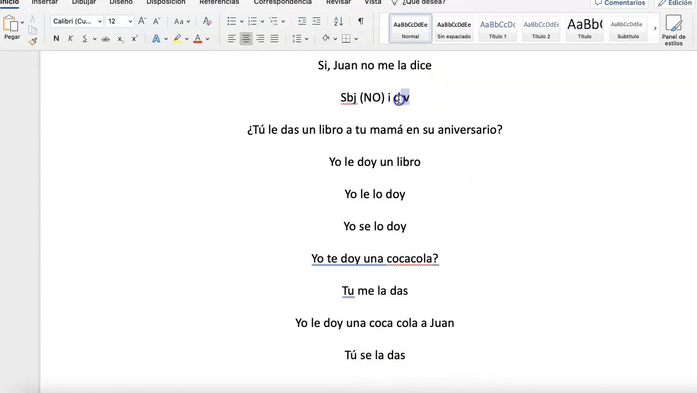Remember the order of the sentence: subject, no, indirect, direct, and verb. It's always the same thing. The rest of the sentence you don't need. Tú le das un libro a tu mamá en su aniversario, you don't need to answer. It's in the question. It doesn't have to be in the answer. And that's the only thing you need to know. I hope that this is going to be useful. As you see, it's very, very simple.